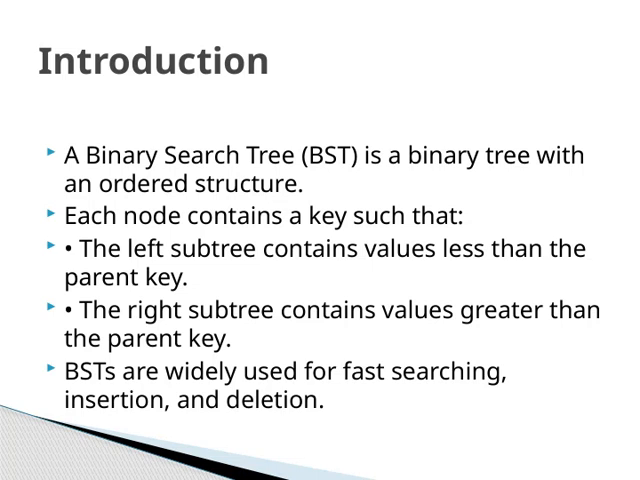A binary search tree, or BST, is a special kind of binary tree that has an ordered structure. What that means is, each node in the tree has a key, and the placement of those nodes follows a specific pattern. On the left side, you'll find values that are less than the parent node's key, and on the right side, values that are greater than that key. This ordering makes BSTs incredibly useful because it allows us to perform operations like searching, inserting, or deleting data efficiently. In fact, their structure is what makes them so popular in applications where quick data retrieval is essential. So, understanding how BSTs are organized is key to leveraging their full potential in computer science.